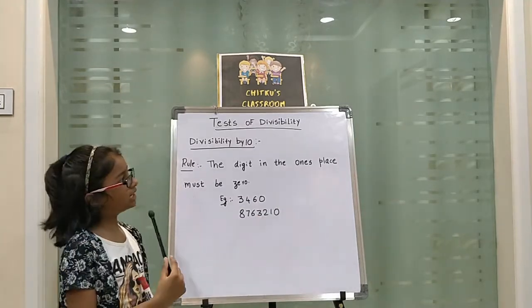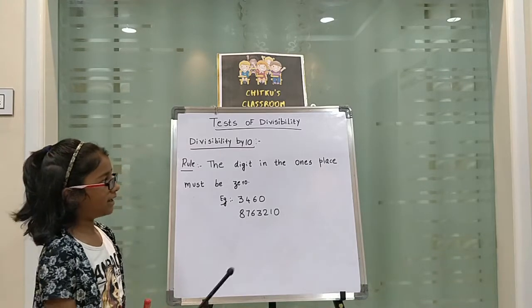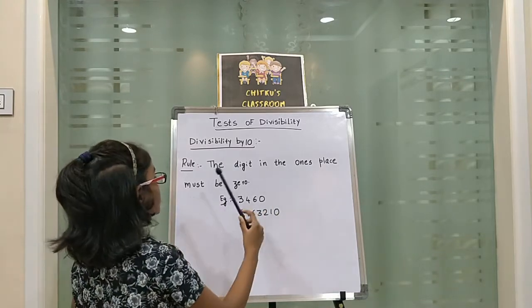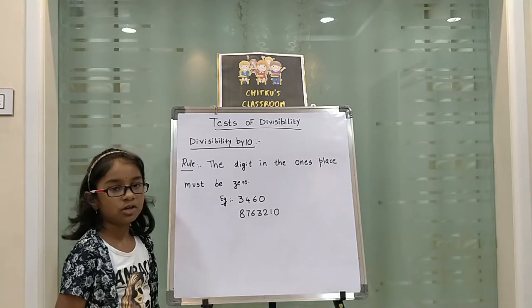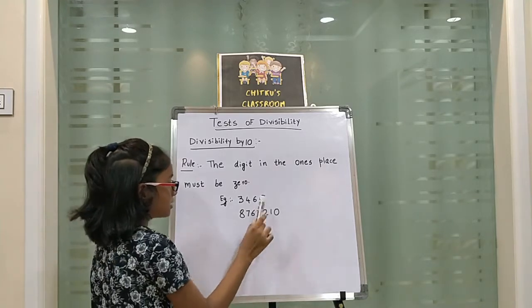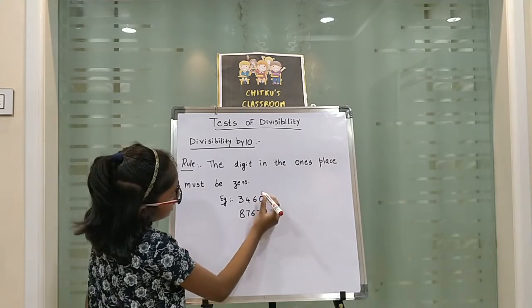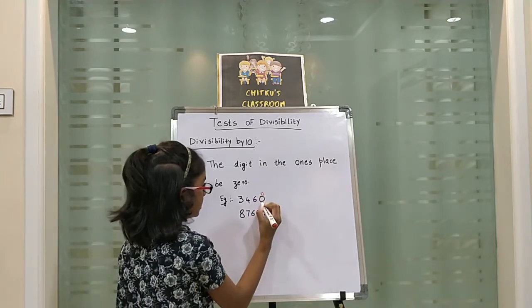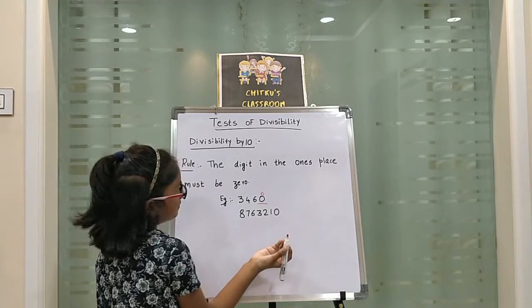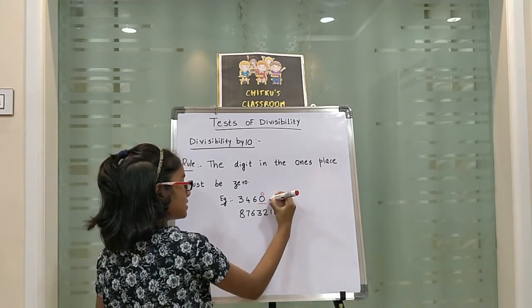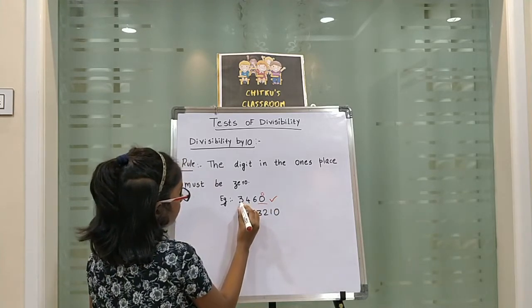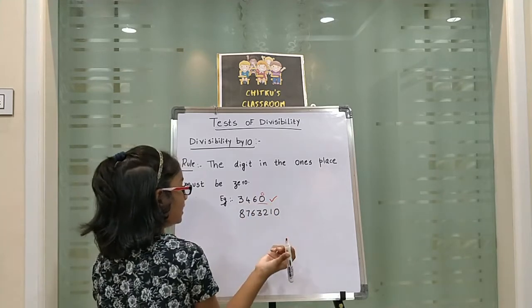Now let's learn about divisibility by 10. For divisibility by 10, the digit in the ones place must be 0. It's quite simple. So this is the ones place, and it should be 0. If the digit in the ones place is 0, then it's divisible by 10. So 3,460 is divisible by 10.